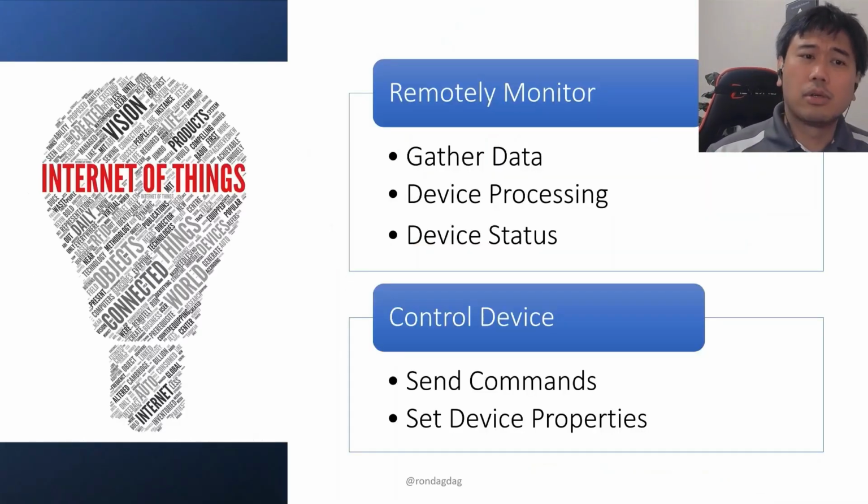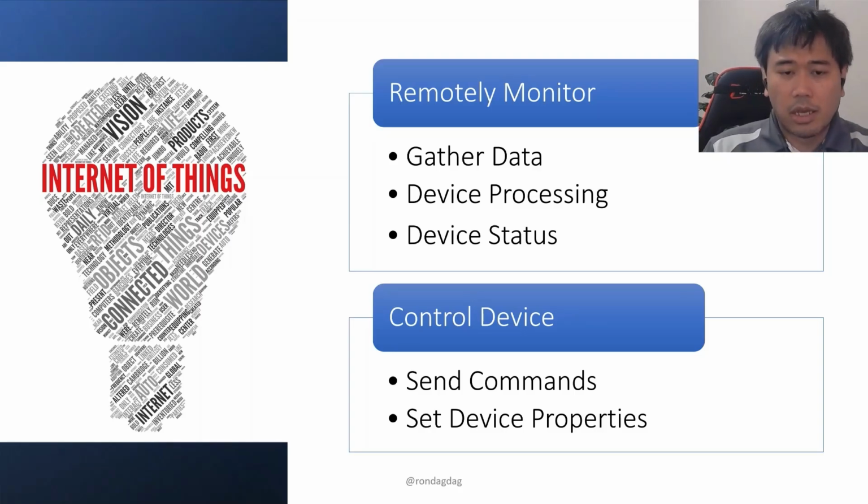There are two goals that you want for an Internet of Things system. One is to remotely monitor or control that device. Remotely monitor is when you start gathering that data, or sometimes you might want to do some device processing where you process your data at that device, or know the device status. Another one is controlling that device. It's when you send a command from the cloud to the device and set a device property or reboot or do some other updates.